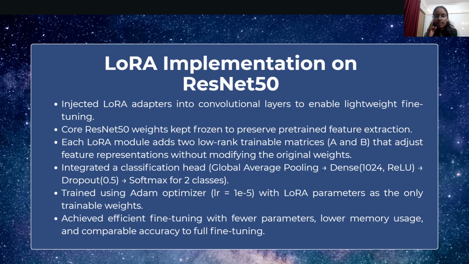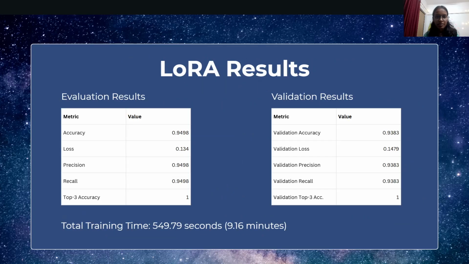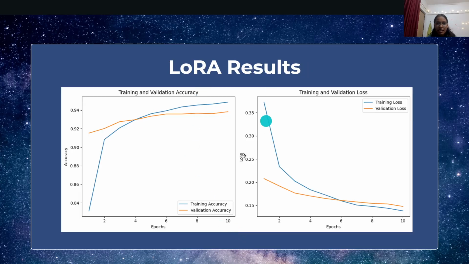We have seen the implementation. Now let's see the result. These are the LoRA results. We can see accuracy, validation accuracy, loss, precision, recall. Here the total training time is 9.16 minutes. This is our graph. We can see this. It's going smooth.